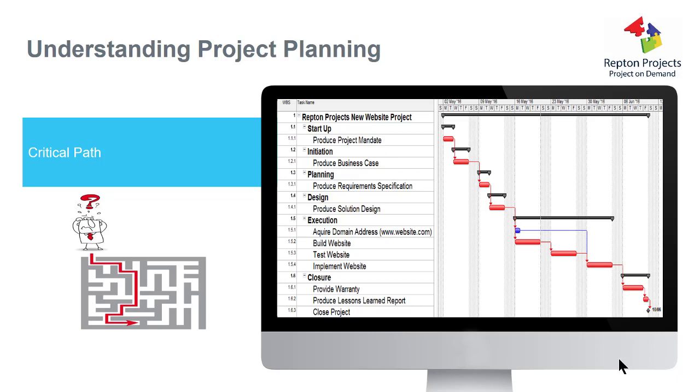You'll also notice there's a task in blue, task 1.5.1, acquire a domain address, which is the address for our new website. In our case, it's www.reptonprojects.com.